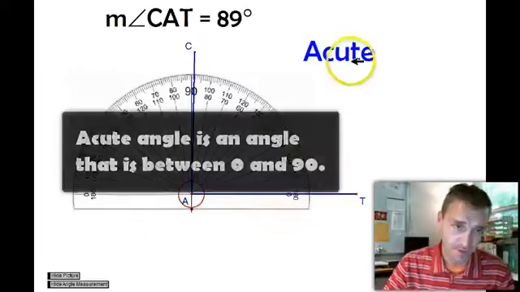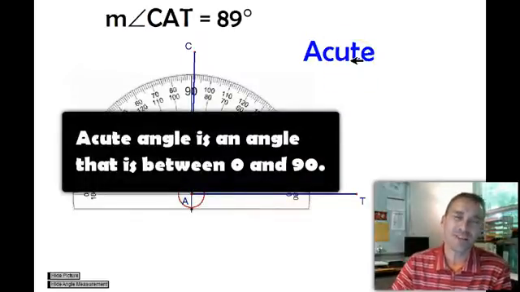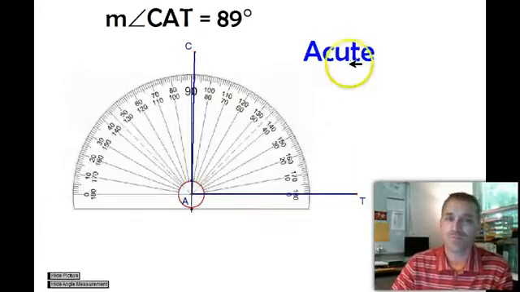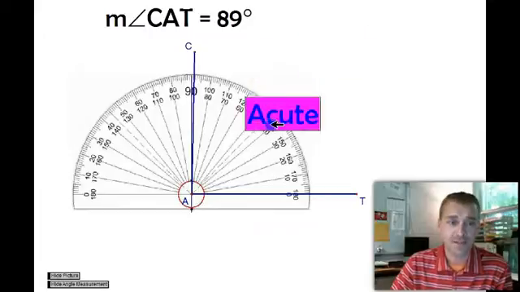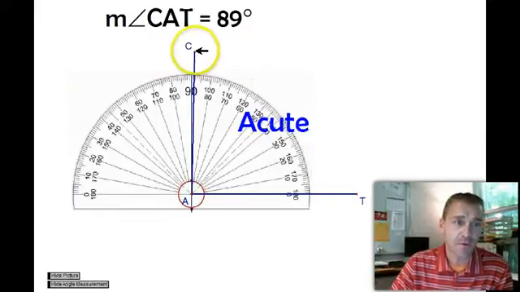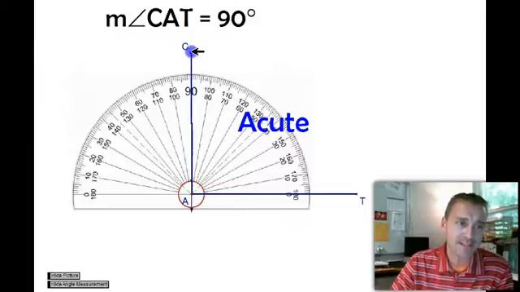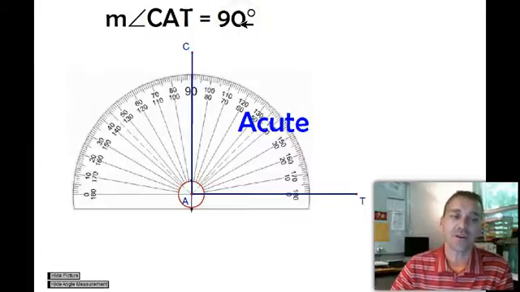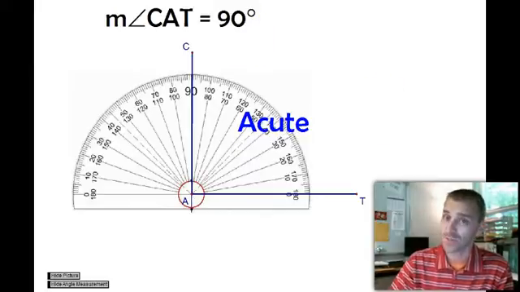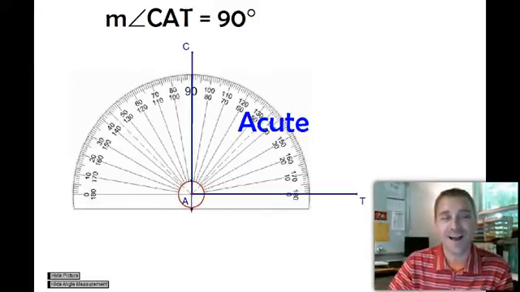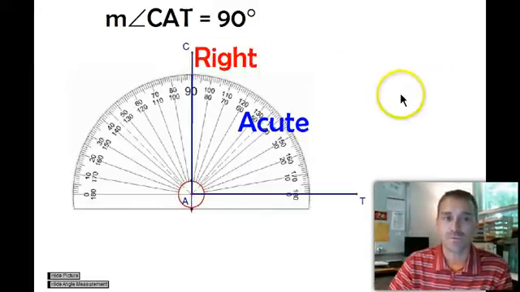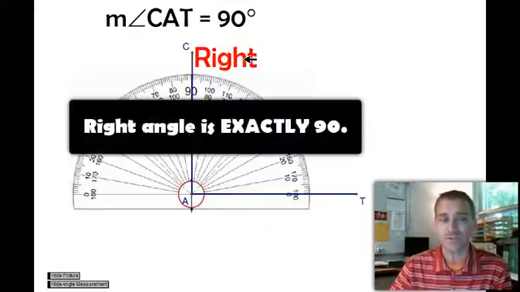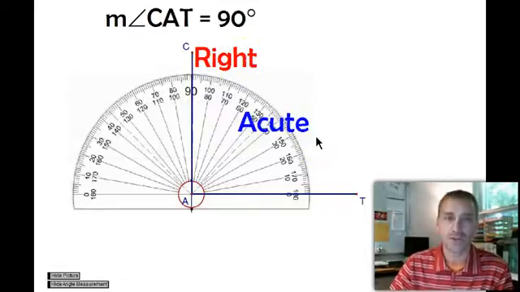So I'd write that down in my notes. An acute angle is an angle that's between 0 and 90. Simple as that. Now, what happens if I take this particular angle and I move it right over here just a little more, like that, and make it exactly 90 degrees? Well, if an angle is exactly 90 degrees, then, ladies and gentlemen, that has a special name. It is called, you are right, a right angle. So exactly 90 is a right angle. 0 to 90, but not including 90, is an acute angle.